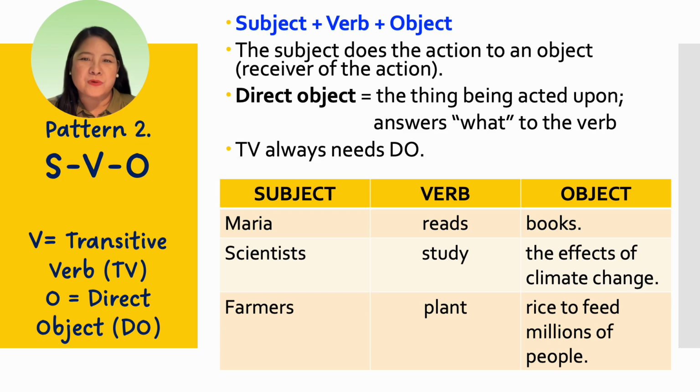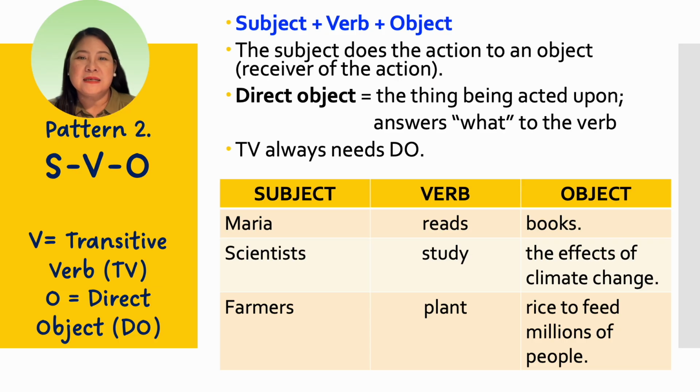Maria reads books. We need these objects. We cannot stop with reads because we still have to ask what? Reads what? So we need a direct object. Reads books. Maria reads books.